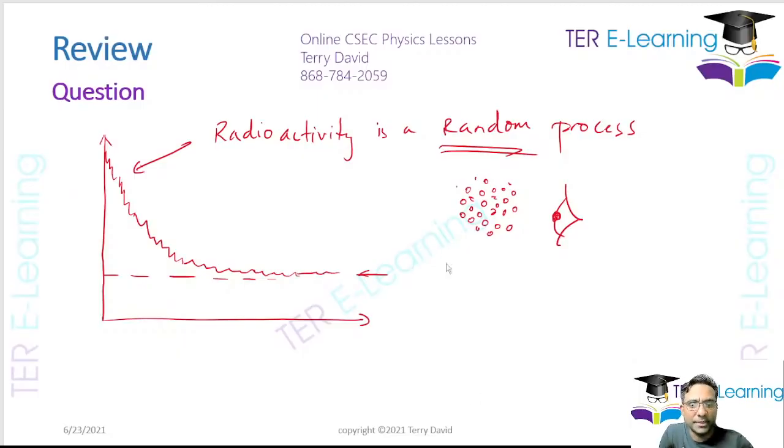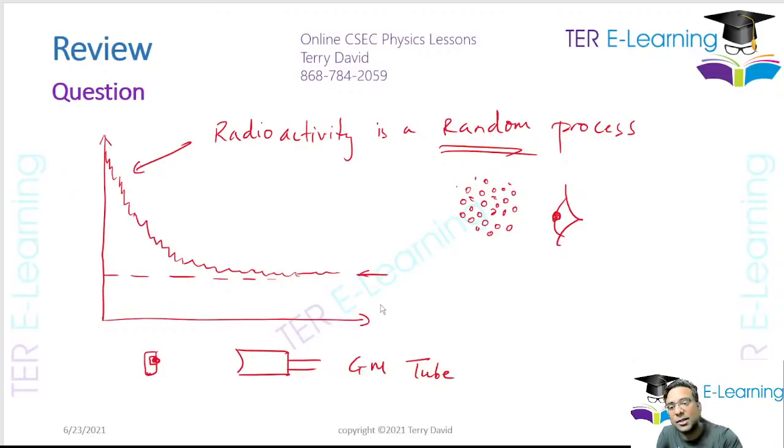So let me show you all something. If you have a radioactive sample here, and you have what we call a GM tube, when I put that source in front of the GM tube, I'm going to get this clicking sound. I'm sure you have seen movies where they have what they call a Geiger counter, and they put it close to a radioactive source, and you hear a clicking sound.